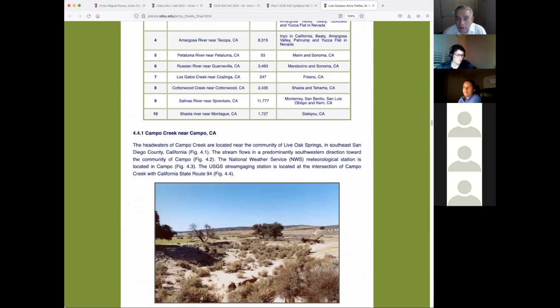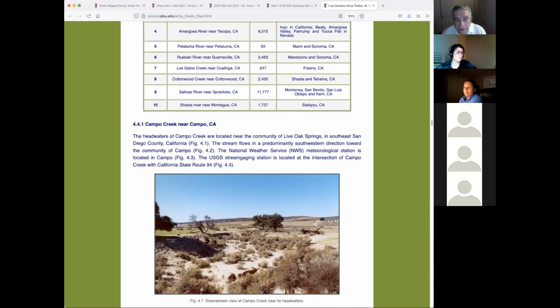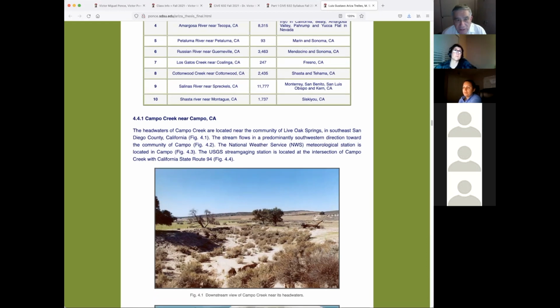That's north, by the way. Shasta, that's north. Cottonwood is a common name. We have a Cottonwood Creek in San Diego, by the way. Cottonwood Creek, as a matter of fact, in southeast San Diego County, is a tributary of the Tijuana River. And about 20 years ago, we studied the flood hydrology of Cottonwood Creek. We have a report on that. Salinas River near Spreckels, and Shasta near Montague. I've seen it spelled both ways.